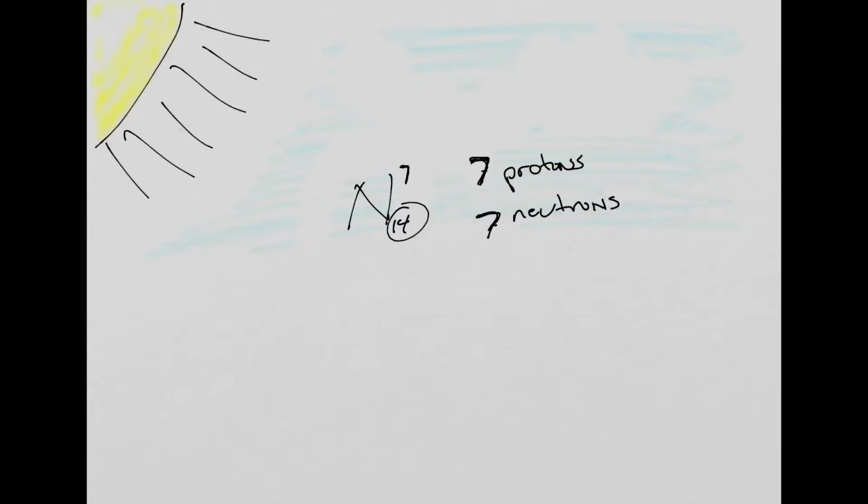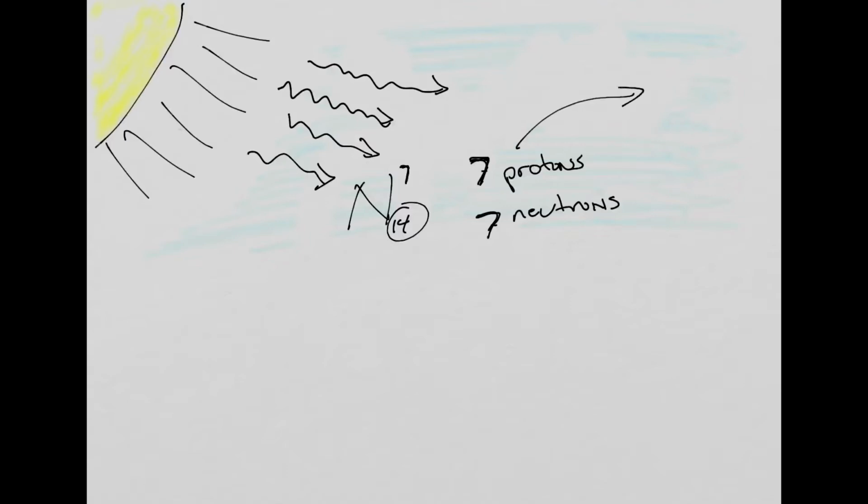Now, according to physicists, physical chemists, I should say, cosmic radiation or solar radiation are constantly bombarding our atmosphere. And when it contacts nitrogen, in about 1 in every trillion nitrogen atoms, a proton essentially gets knocked out, leaving us with 6 protons and 7 neutrons.